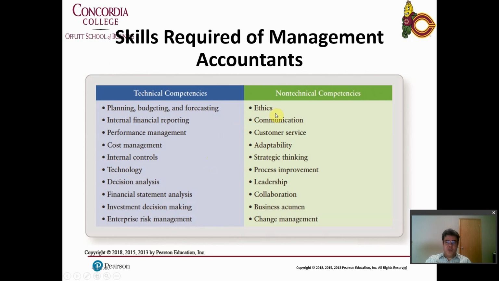Skills: technical and non-technical skills. Technical: planning, budgeting, and forecasting, internal financial reporting, performance management, cost management, internal controls, technology, and so on. Those are our chapters. Almost all of these topics we will work on in our course or in cost accounting, accounting 366.